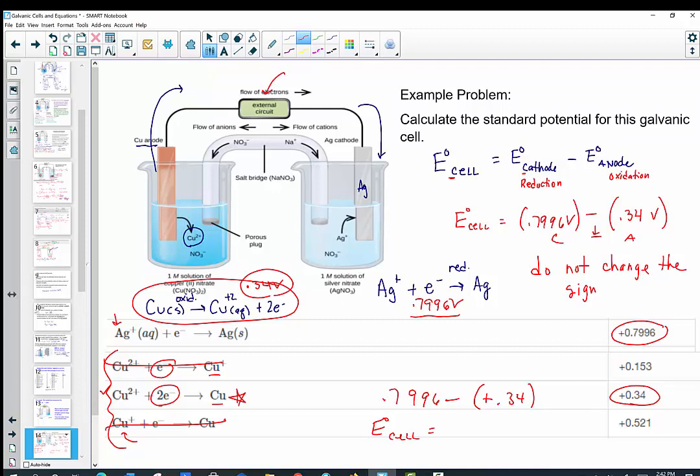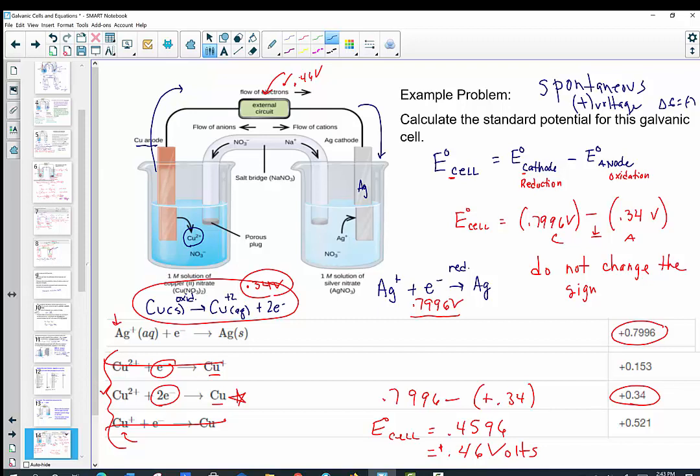So what does this voltmeter say right there? Well, it'll say 0.7996 minus 0.34. It's going to say 0.4596. Guess I'm allowed 2 sig figs here. So it will say a positive 0.46 volts. And just to emphasize, this is a spontaneous reaction in the forward direction. I know that because I have positive voltage. The battery is generating a current with positive voltage. Therefore, I know just from a few chapters ago now that Gibbs free energy would be negative because it's a spontaneous reaction.